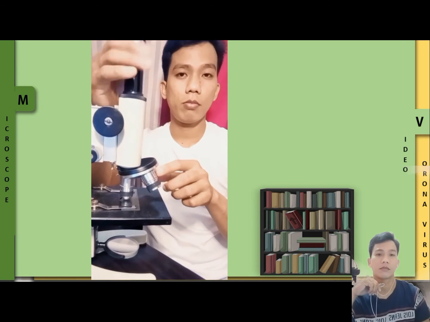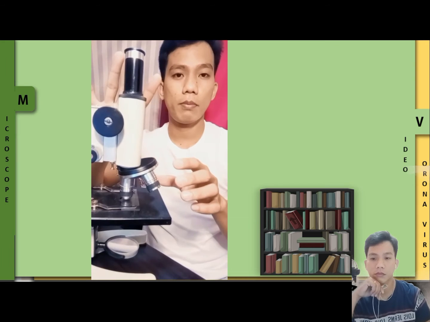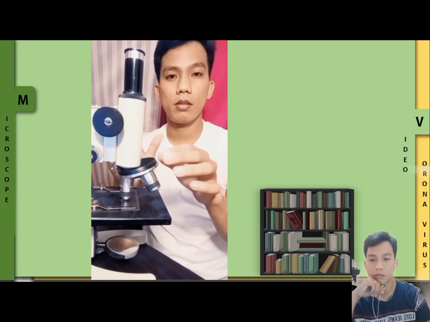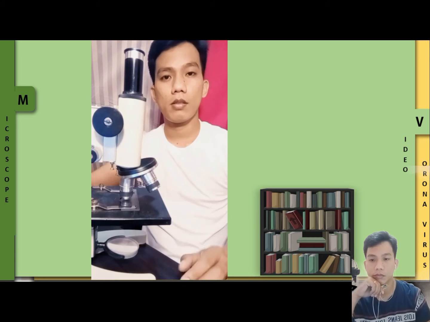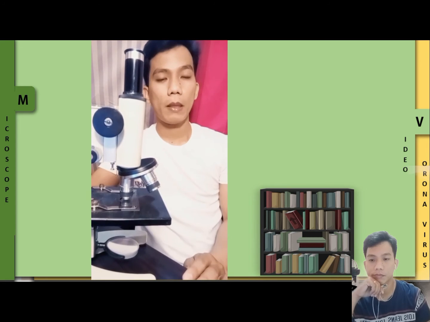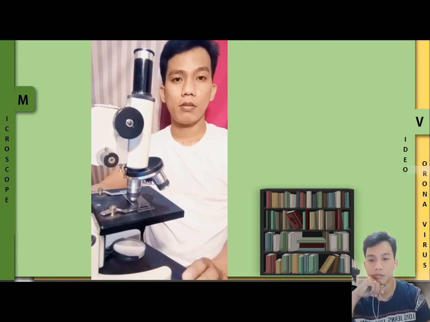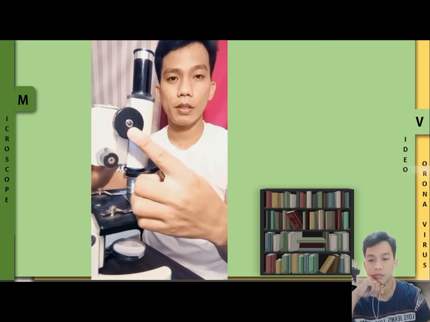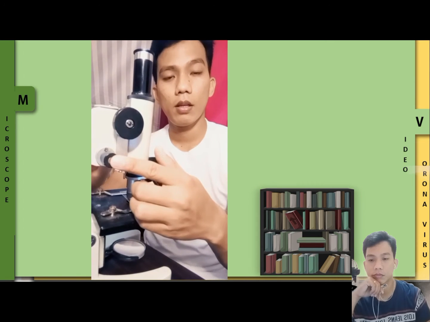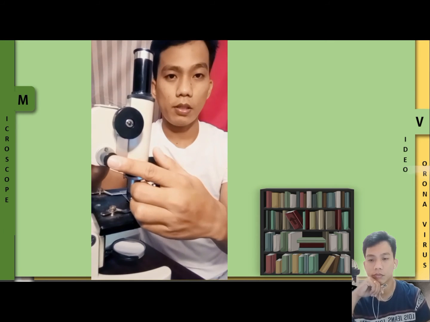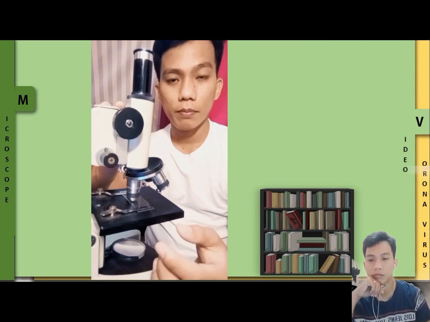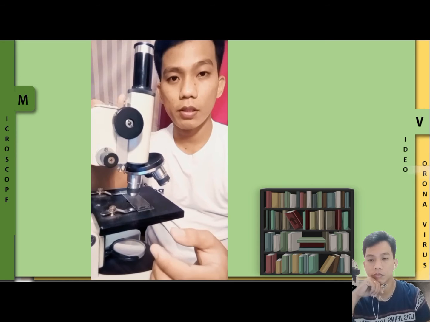So, siya yung nakahawak sa mismong eyepiece natin at saka objective lenses. This is the body tube. Next is the coarse adjustment knob. So, mayroon tayong dalawang adjustment knobs. Yung adjustment knobs natin, we have here the bigger adjustment and the smaller adjustment. Okay? So, yung bigger adjustment knobs natin, ito siya, ang tinatawag nating coarse adjustment.